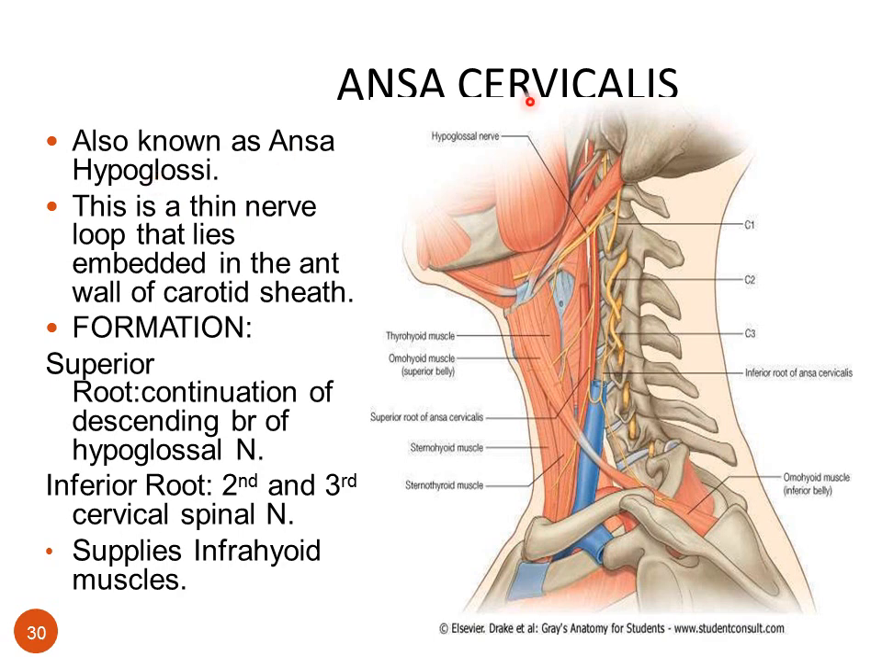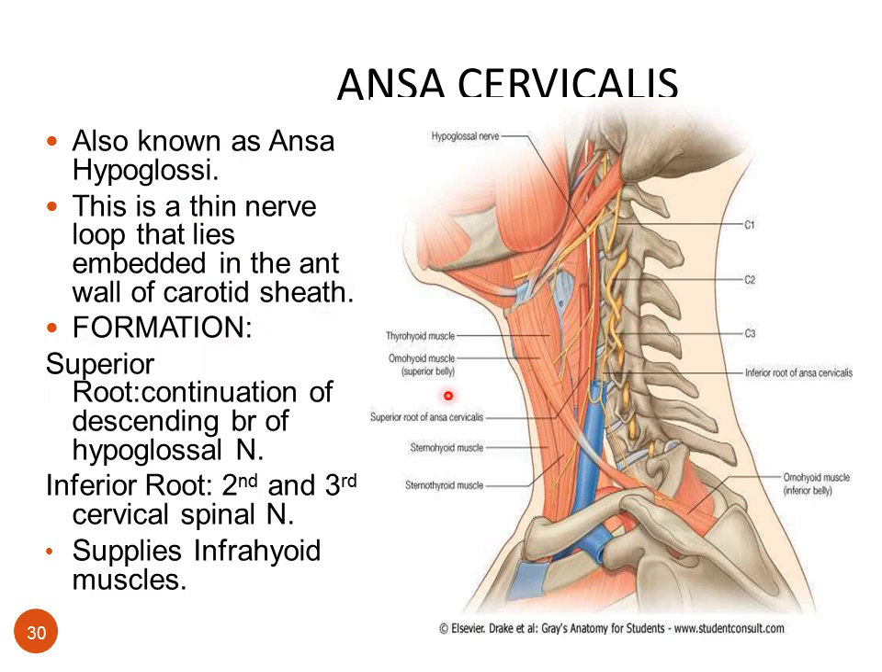What is this ansa cervicalis? Ansa means loop, cervicalis means a loop of nerve present in the cervical region. You can see here, this is the ansa cervicalis, a loop, also known as ansa hypoglossi. This is a thin nerve loop that lies embedded in the anterior wall of the carotid sheath.